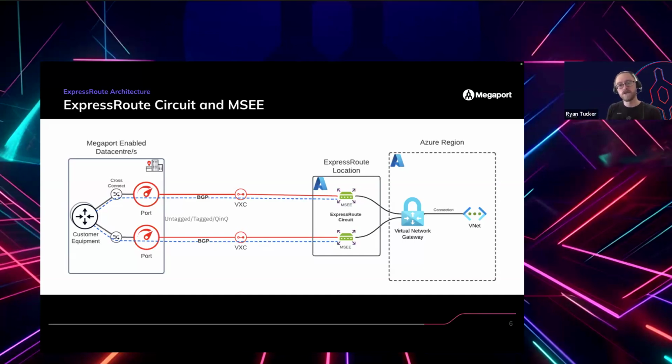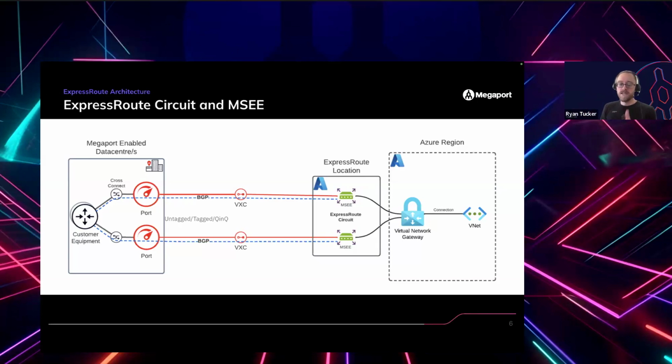That ExpressRoute circuit, which exists at the ExpressRoute location, then has built-in connectivity via Microsoft's network back to the Azure region. And then from the customer side, the way that you interact with that is in the Azure region, you'll create an ExpressRoute gateway, and you'll attach this ExpressRoute circuit to that gateway. The gateway can then have what's called a connection, which connects it to a VNet. So those are the components.